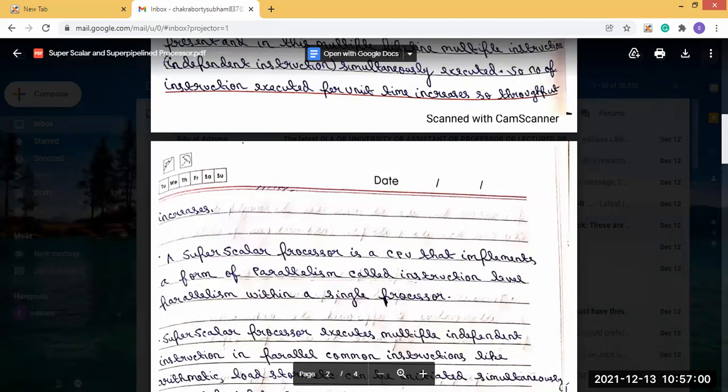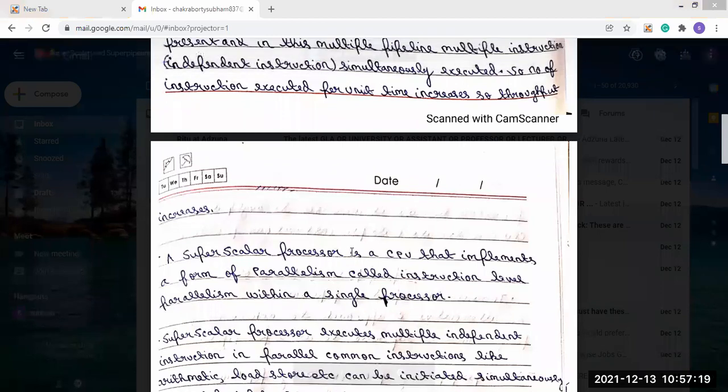Now this parallelism concept, or this parallelism implementation, happens within a single processor. Within a single processor this implementation happens, and that is done by the superscalar processor. That is why it is said that the superscalar processor is a CPU that implements a form of parallelism called instruction level parallelism within a single processor. So within a single processor this execution is done.